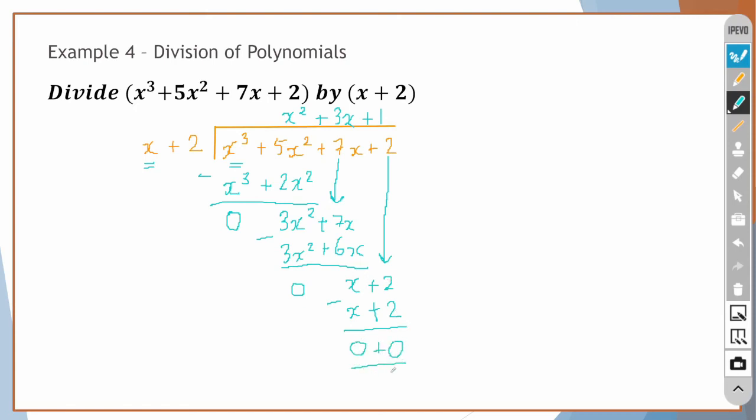So this tells us that there's a remainder of 0 in this question, and the answer to this question is whatever's on the top here. So the answer is x squared plus 3x plus 1, and that's the answer.